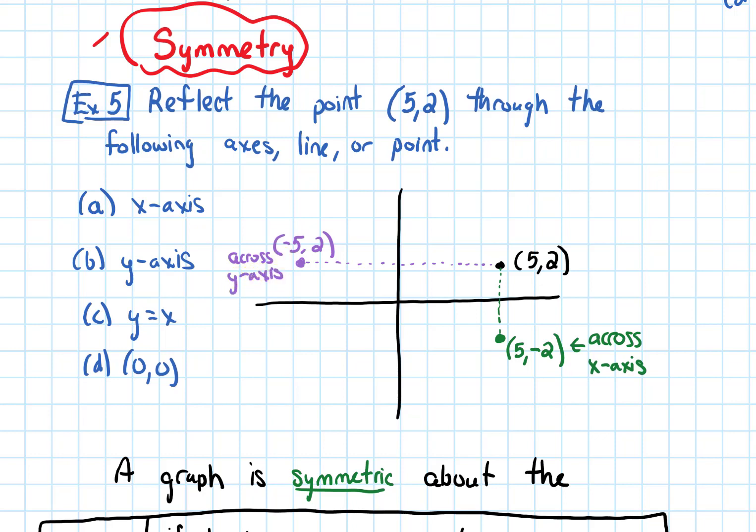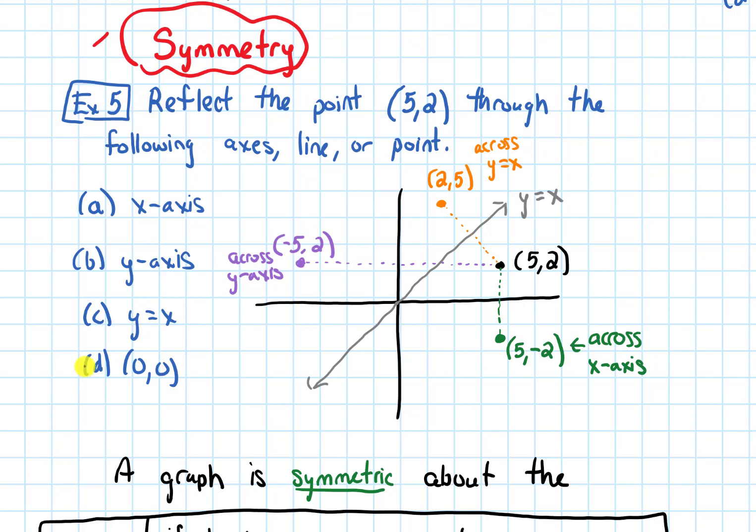And then C asks for the reflection across the line y equals x. If I draw y equals x, that's the line with the slope of 1 that goes through the origin. If I reflect it across that line, I draw the mirror image of my point across that line. That would be somewhere over here. And if I reflect it across that line, the x and the y coordinates get swapped, and I'll get (2, 5). So this is across the line y equals x.